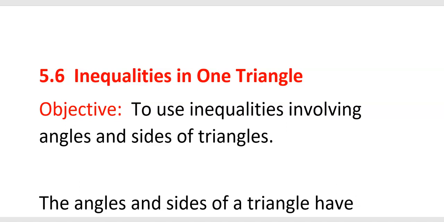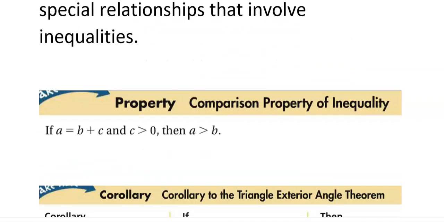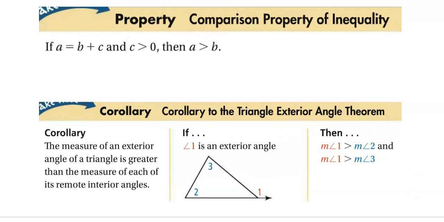Section 5.6, inequalities in one triangle, and we're going to use them to decide about angles and sides. The first one is the comparison property of inequality. If A equals B plus C and C is greater than 0, then A is greater than B. So if you have a side that equals two other sides added together, wouldn't the side on the left, like A, be bigger than both of those separately? So if you add two things together, the thing that's bigger will always be bigger, kind of is what that one says.